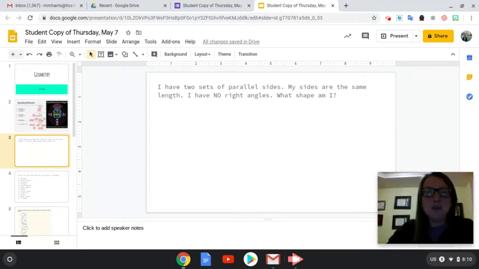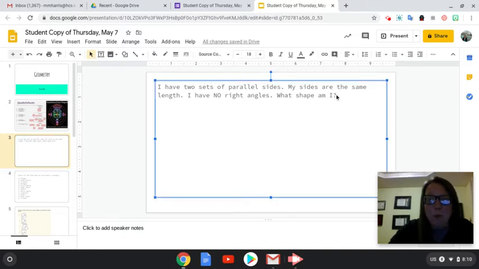So I have two sets of parallel sides. Okay, so right now we should already know what is out. If it has two sets of parallel sides, good, a trapezoid, it can't be that. My sides are the same length. All right, so what are the only quadrilaterals that we know that have two sets of parallel sides and sides the same length? Great, it can either be a rhombus or a square.